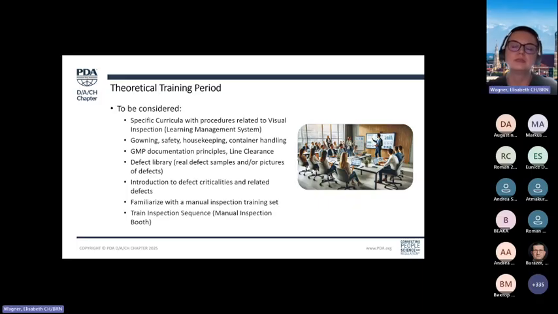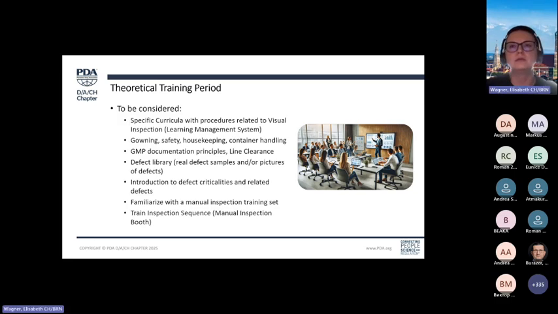Very important is that new operators are trained how they fill out batch records, what are the GMP principles for proper documentation, and what we always think of is reconciliation, so the amount of units that are inspected, and line clearance prior and after each batch.